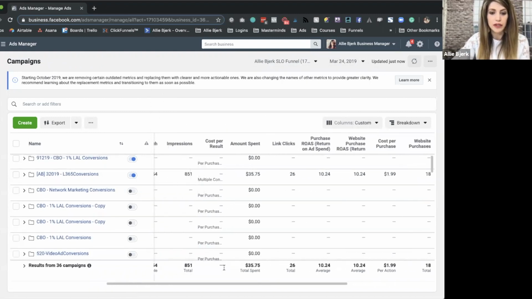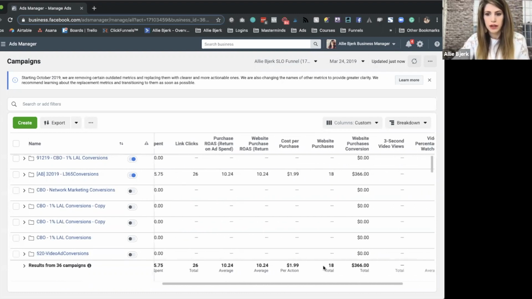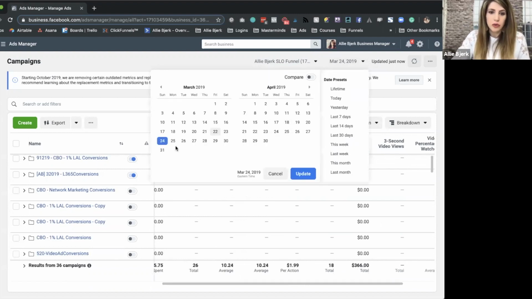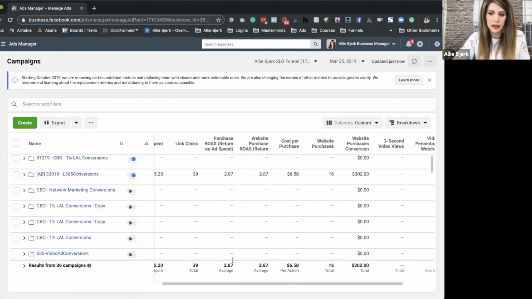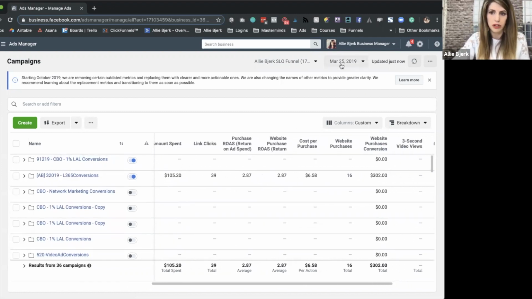24th is even better. So I spent $35 on the 24th, and I made $366 back. On the 25th, I spent $100, $105, and made $300. So you can see that as this money is being spent by people buying the product, Stripe is depositing it into my bank account 2 days later.